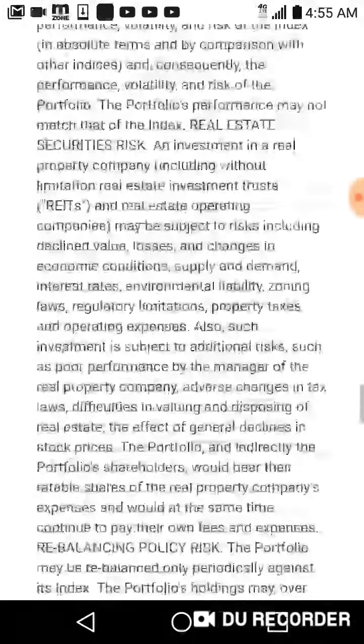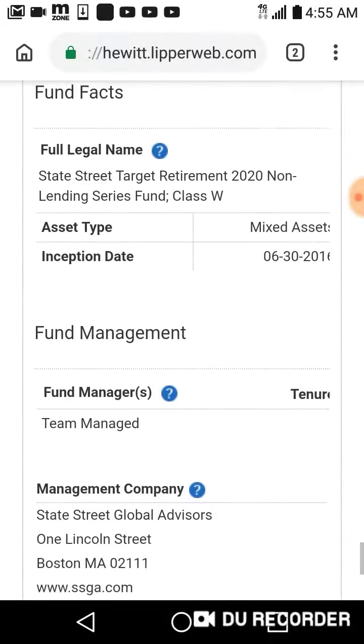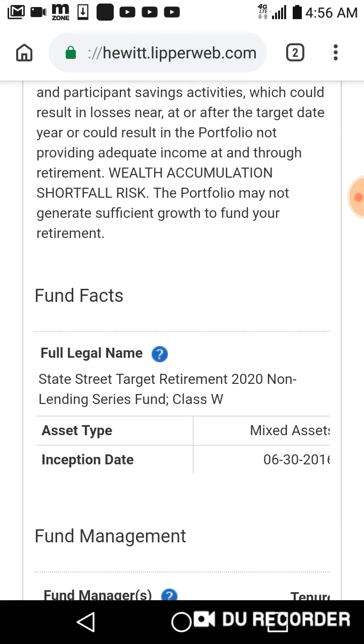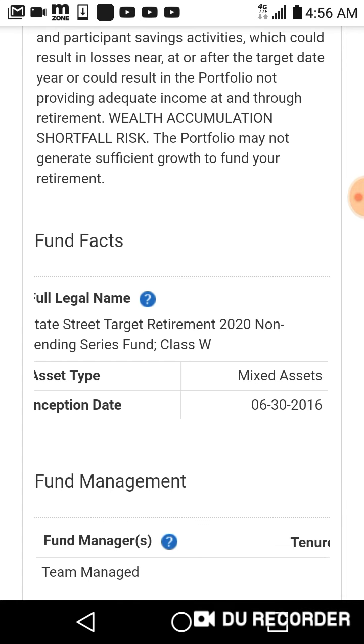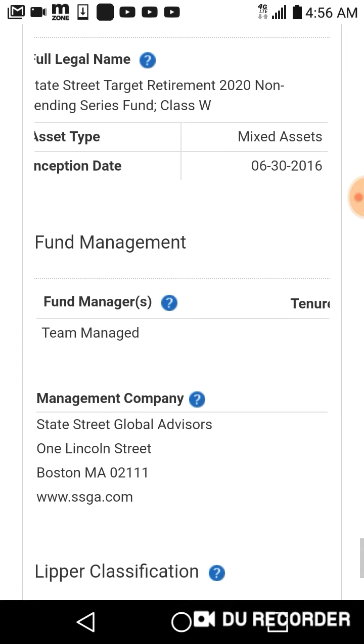Let's see what else we got. Okay. It tells you the fund facts. You see the SSGA Target Retirement 2020. It's a State Street fund. State Street is one of the bigger players for mutual funds. You see the inception date. The fund started in June of 2016. That's why you don't see a lot of information after 2016 about it. It tells you what the company that manages it is, State Street Global Advisors. That's SSGA. You see their address. You see their website.